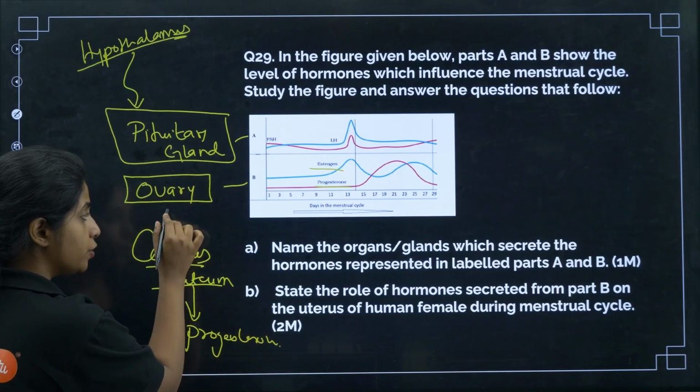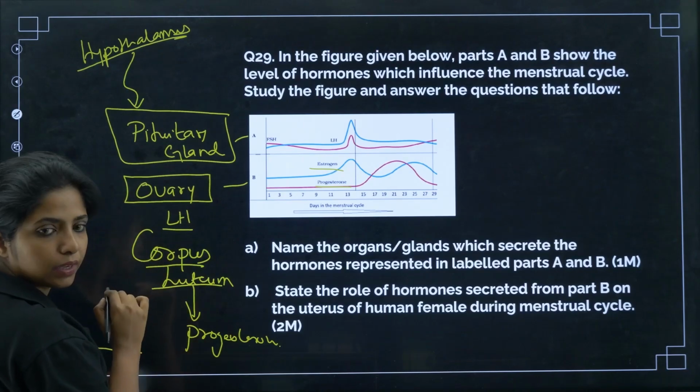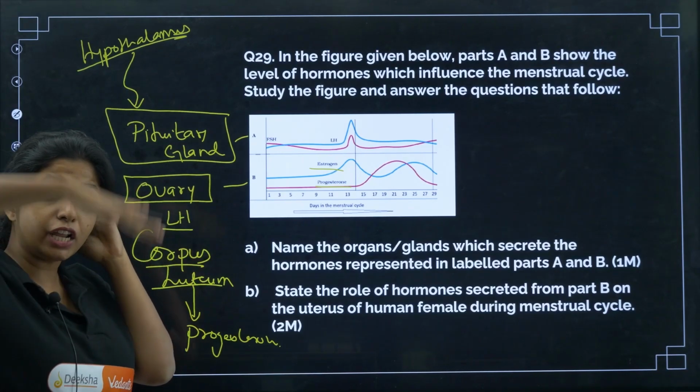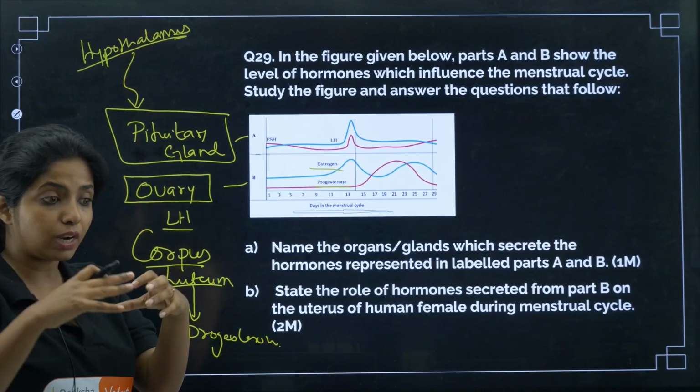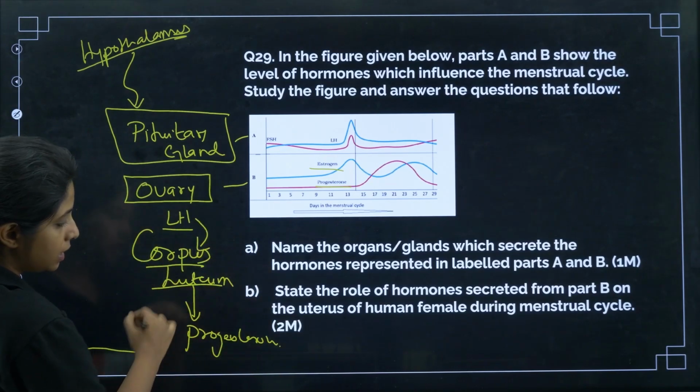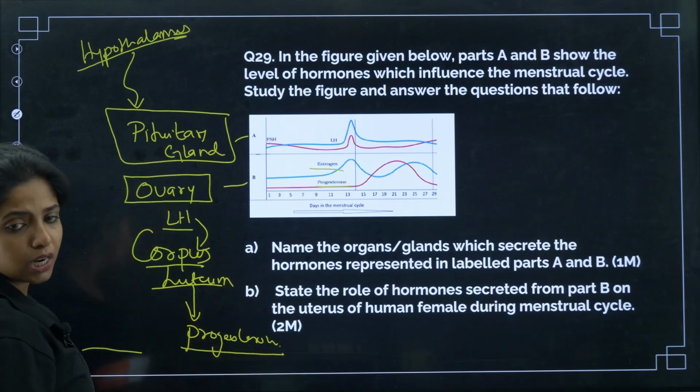And who maintains the corpus luteum? It is the LH that maintains the corpus luteum. So basically ovulation is caused by the LH. Whenever there is an LH surge, when LH increases way too much, that's when the Graafian follicle ruptures and the corpus luteum is formed. So LH is the one that maintains it, and it releases progesterone and estrogen.